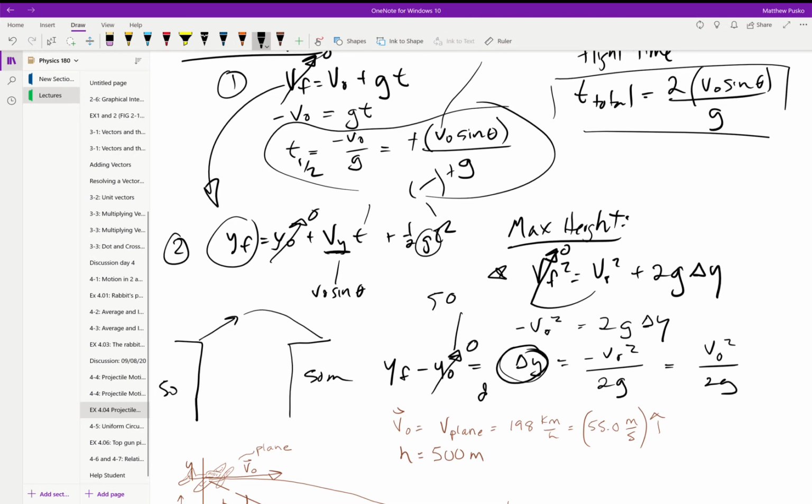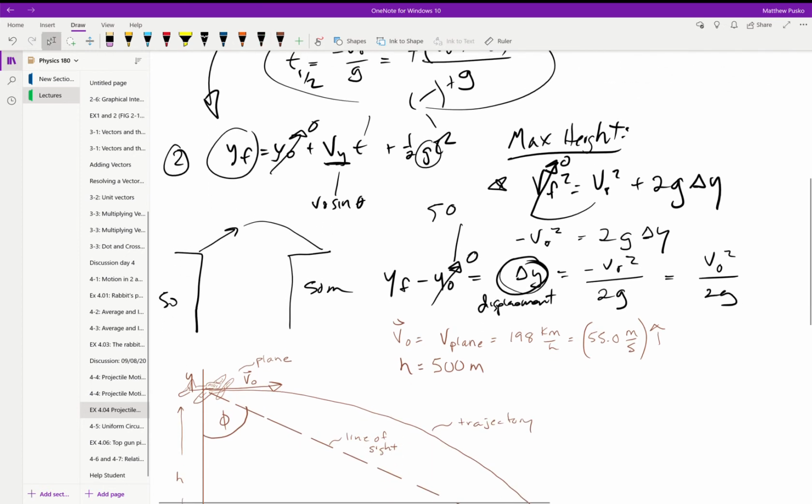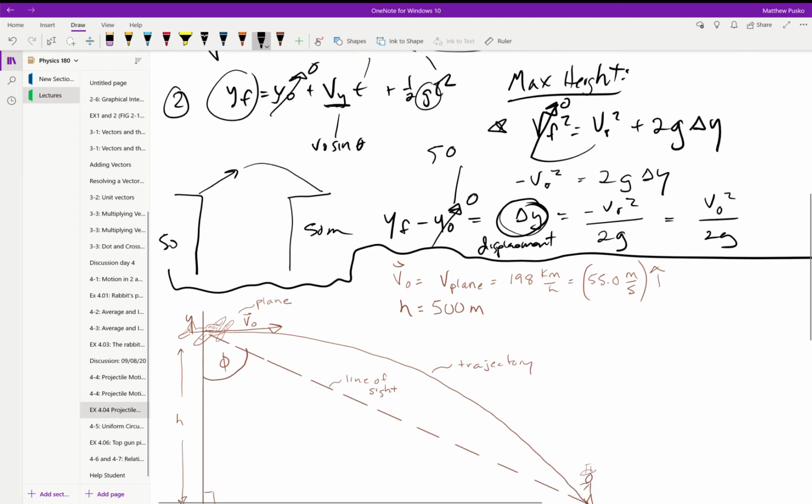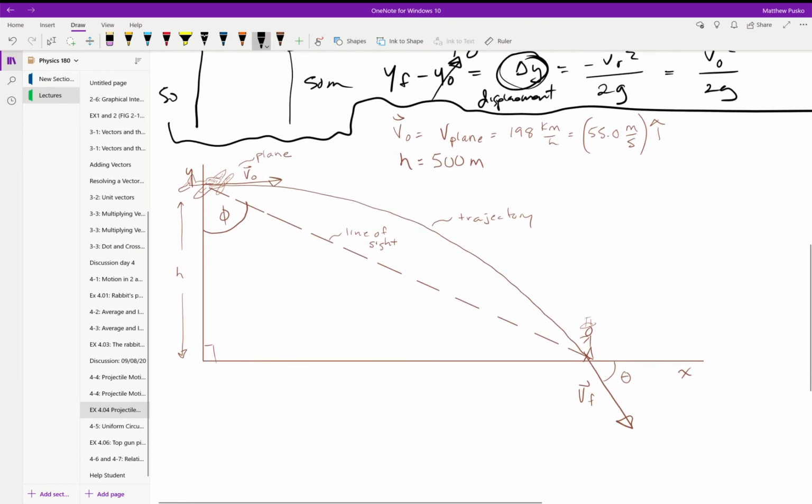Otherwise, all we find is the displacement. And since we started at the origin, the displacement is equal to its final position. Okay, those are my tips for working with something that lands at the same altitude that it was launched from.